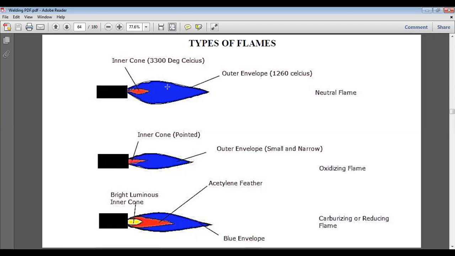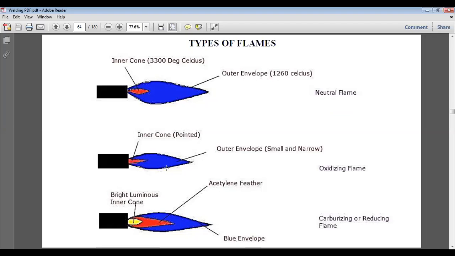The inner cone has a temperature of 3300 degrees centigrade, and the outer cone has less than half of the inner cone, around 1260 degrees centigrade. So this is the outer envelope, and this is the inner envelope, in the case of a neutral flame, when oxygen and acetylene are mixed 1:1.